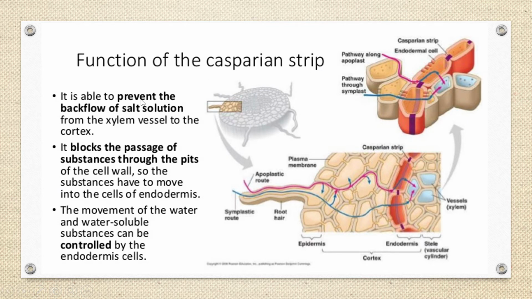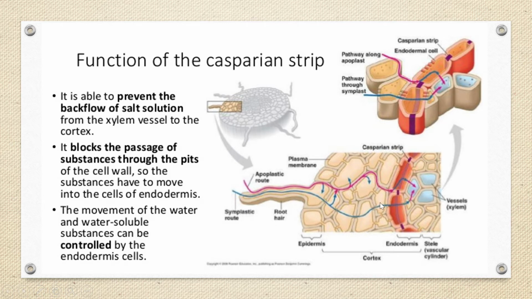The Casparian strip, just now we said, is water impermeable. Therefore, the significance is that it prevents backflow of the salt solution from the xylem back to the cortex. Because of this Casparian strip, there is no backflow of water, and it blocks passage of substances through the pits of the cell wall, and therefore substances have to move into the cells of the endodermis.